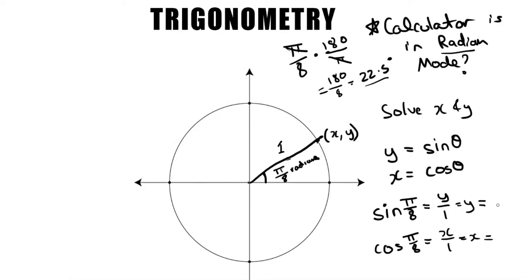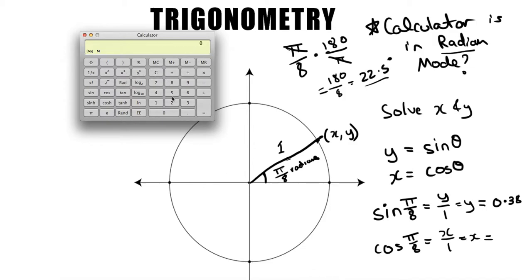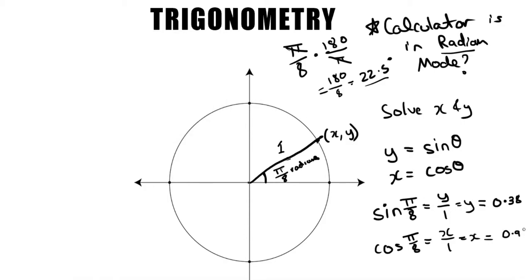So it's about 0.38. Okay. And the cosine of that is about 0.92. So these are our answers. Again, I doubt you'll see examples like this very often, but this forms the basis for what we're going to do later. So if you are given an angle that you don't know, like a random angle like this, then you would plug it into your calculator and you'd get numbers.